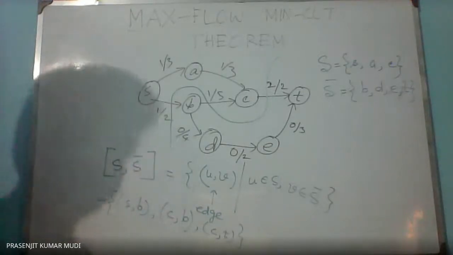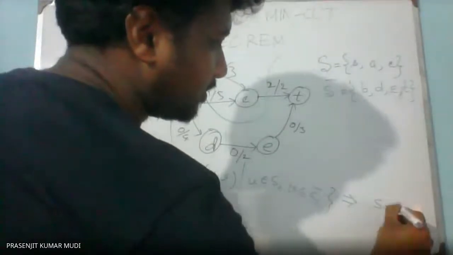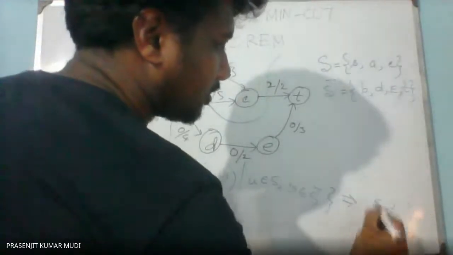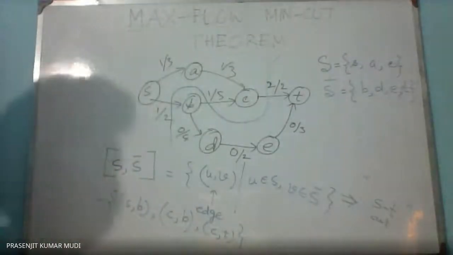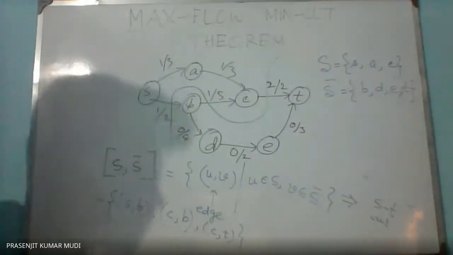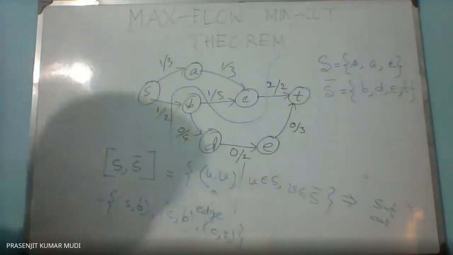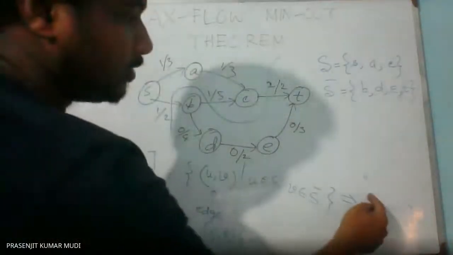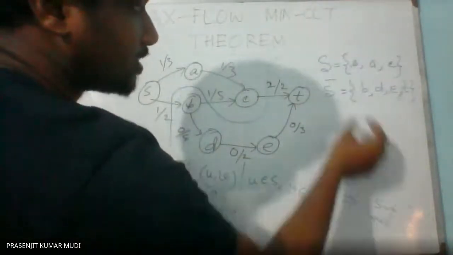Okay, sometimes we call it an ST cut, because S denotes a vertex in capital S and T denotes a vertex in S bar.